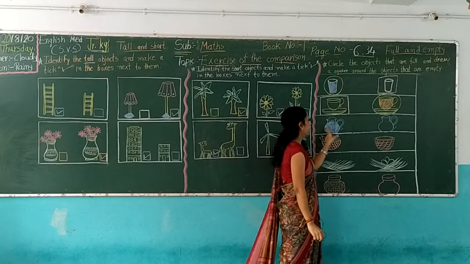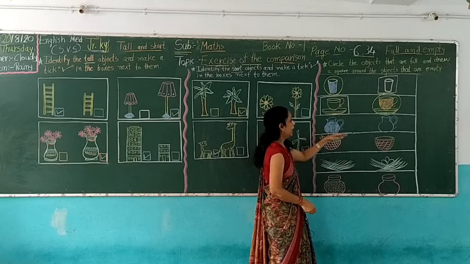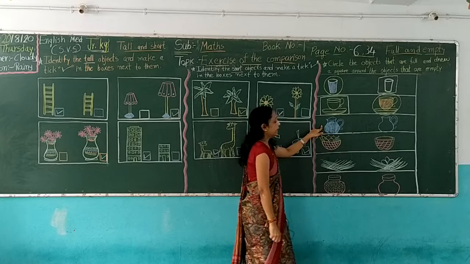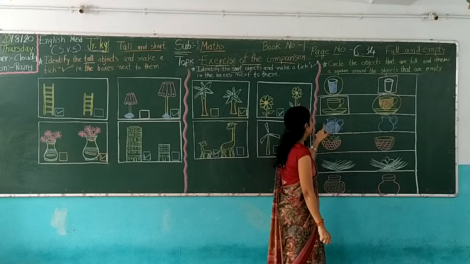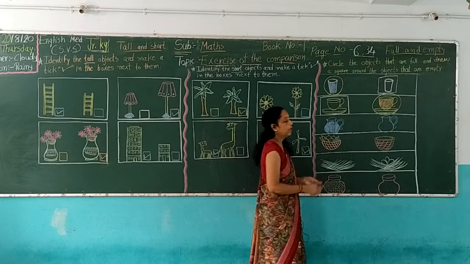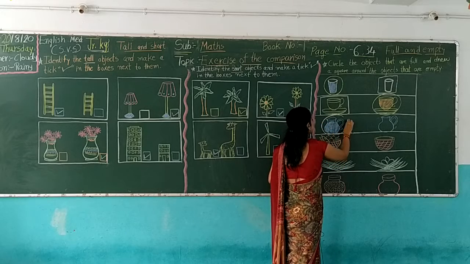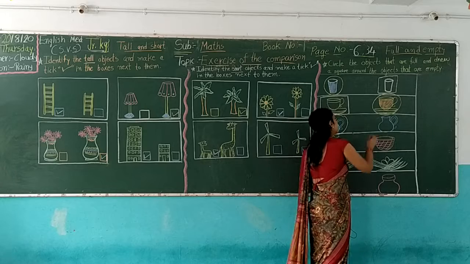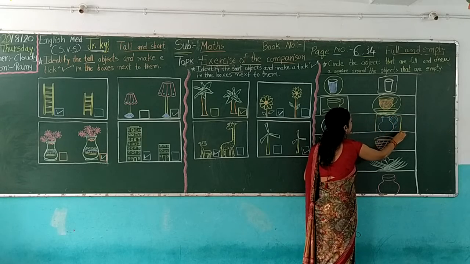And here I drawn 2 jugs. One jug is full and other one is empty. Look here. This jug is full and this jug is empty. So circle the full jug. Okay. And this one is empty. So draw the square here. This jug is empty.